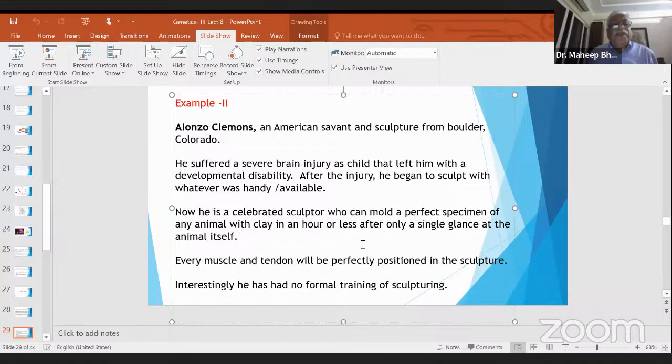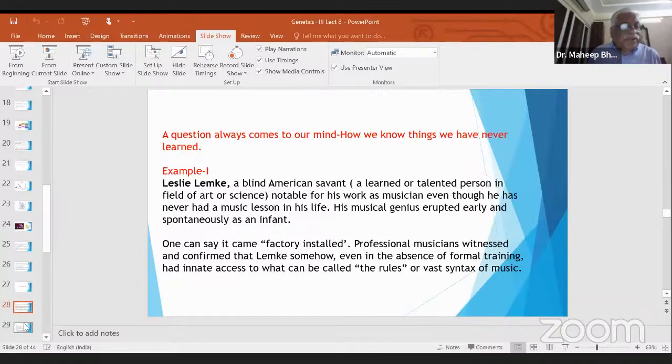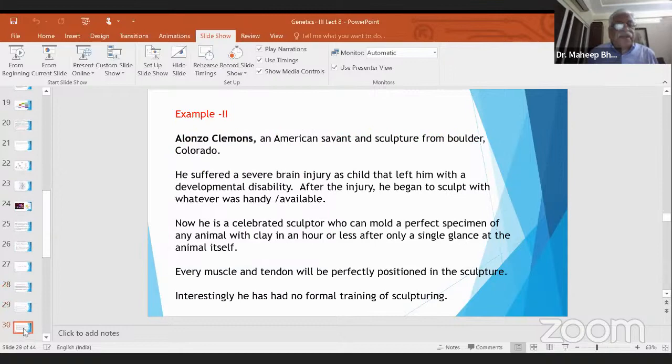Again, this man has no formal training of sculpturing. So these are the two examples which show that there is some kind of genetics or heritable genetics involved. There is another very interesting example.